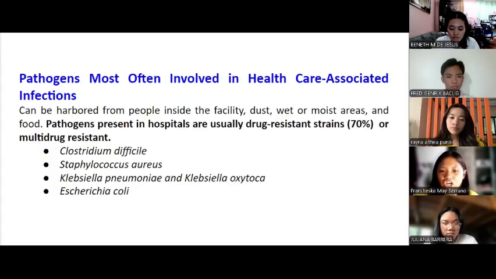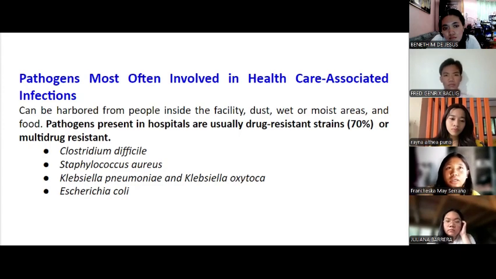Examples of these are Clostridium difficile, Staphylococcus aureus, Klebsiella pneumoniae, Klebsiella oxytoca, and Escherichia coli. All of these pathogens have their counterpart diseases such as infection in the colon, diarrhea, skin infections like abscesses, cellulitis, and others like pneumonia, bloodstream infections, and wound infections. They can also introduce meningitis, and one of the most common is UTIs, especially if the pathogen accesses the bladder of a person.